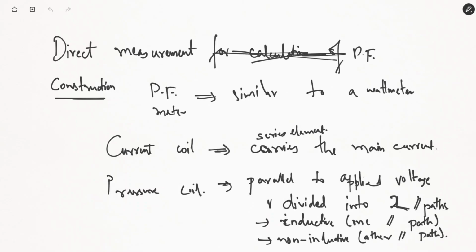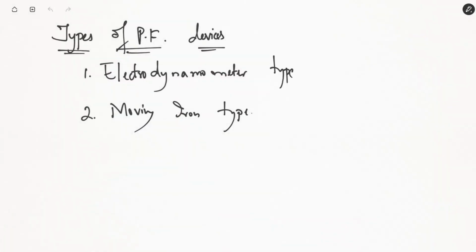I will not be explaining this slide. So there are two types of power factor devices. One is the electrodynamometer type, and the second one is the moving iron type. In general, the power factor device, be it the electrodynamometer type or the moving iron type, looks somewhat similar to a wattmeter.